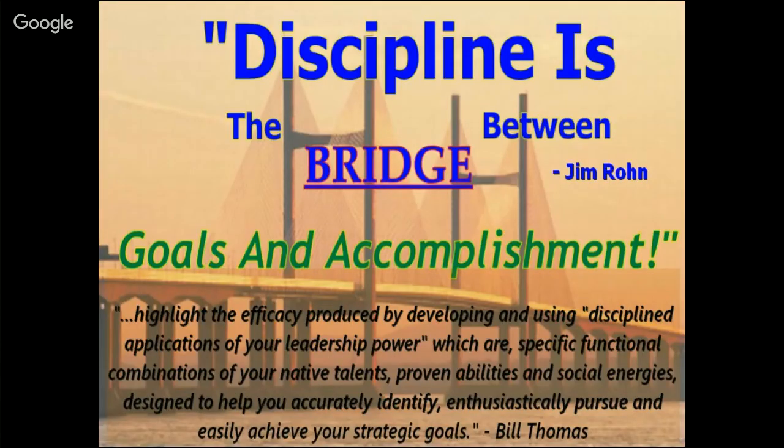When it comes to timeless ideas and ideals, you must listen to experts like Jim Rohn, who wrote that discipline is the bridge between your goals and your accomplishments. Jim's insights are the reasons why I always tell my clients and good people like you that we need to highlight the efficiency and efficacy that are always produced by designing, developing, and using disciplined applications of our leadership power.